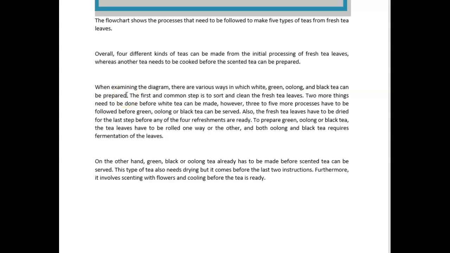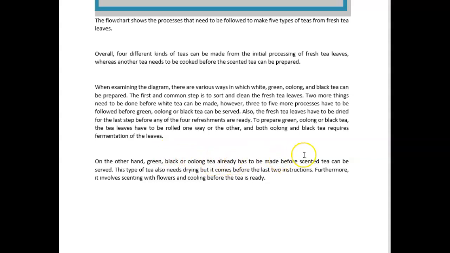When examining the diagram, there are various ways in which white, green, oolong, and black tea can be prepared. The first and common step is to sort and clean the fresh tea leaves. 2 more things need to be done before white tea can be made. However, 3 to 5 more processes have to be followed before green, oolong, or black tea can be served. Also, the fresh tea leaves have to be dried for the last step before any of the 4 refreshments are ready. To prepare green, oolong, or black tea, the tea leaves have to be rolled one way or the other, and both oolong and black tea requires fermentation of the leaves.